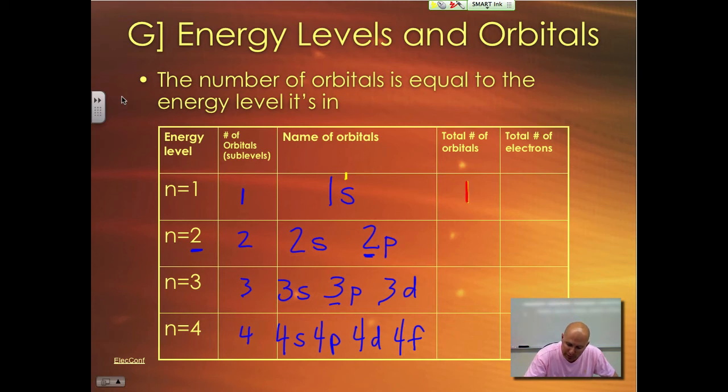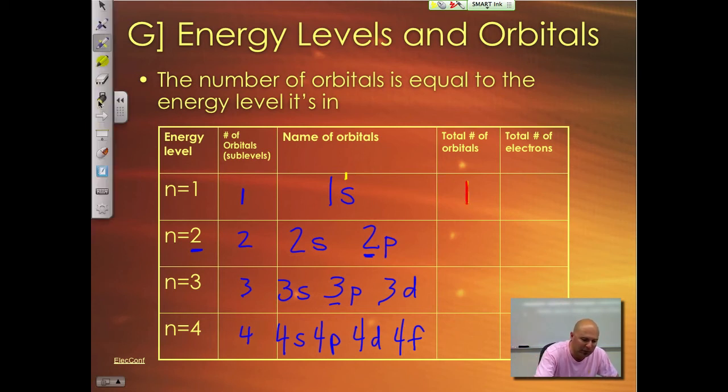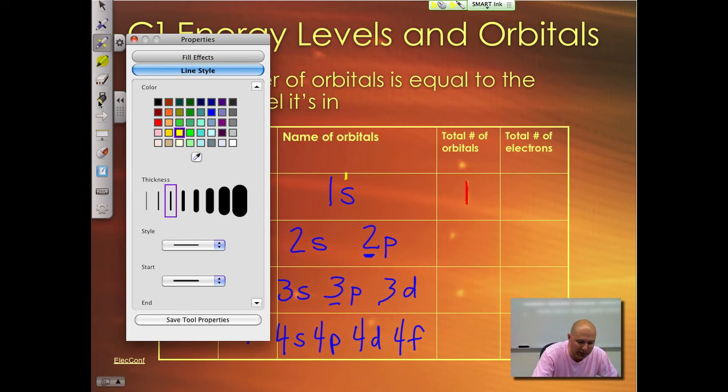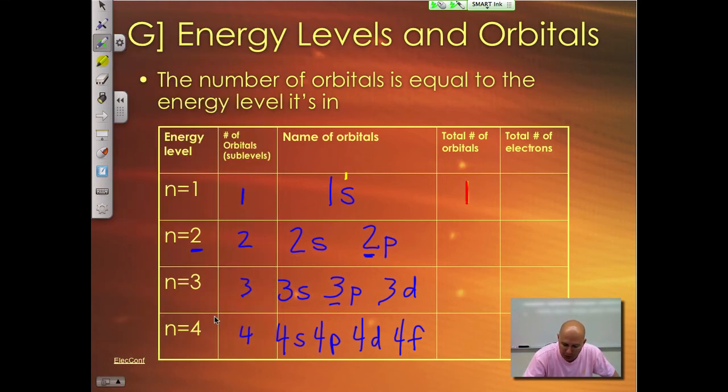I'm going to use green. Okay, so 1. Now in the 2s, notice the emphasis. In the 2s, how many different arrangements could we have? Only 1, because it's an s. It's a bigger s, but if we rotate on the axis, there's only 1. How many arrangements were there in the 2p? Well, because it's a p, there are 3.